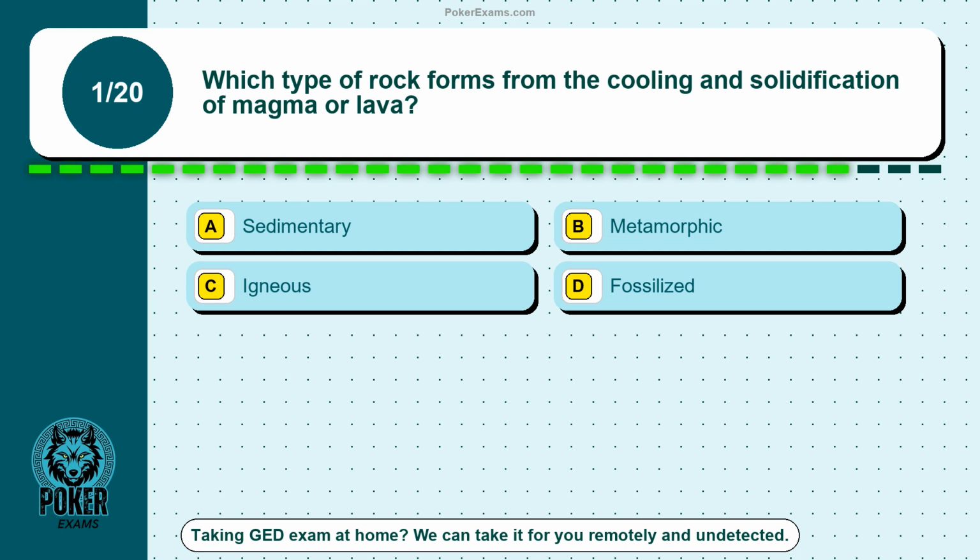Question 1. Which type of rock forms from the cooling and solidification of magma or lava? Option A, sedimentary. Option B, metamorphic. Option C, igneous. Option D, fossilized.